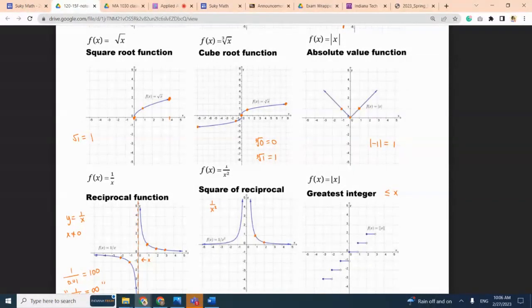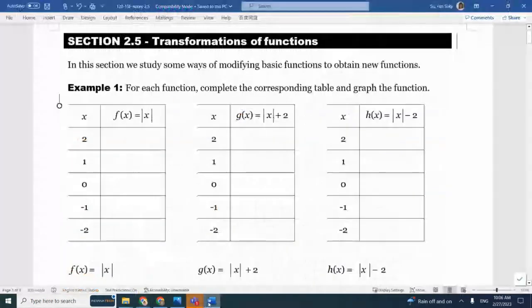Come on, we have some handouts here. Okay, good. So now, today we talk about 2.5, and that is transformations. Oh, so this is the exam. You can feel free to practice it. Transformations of functions. Okay.